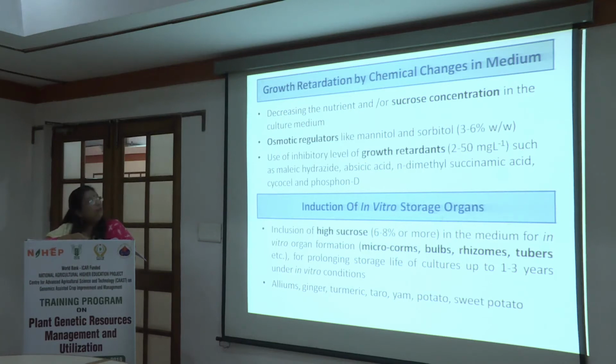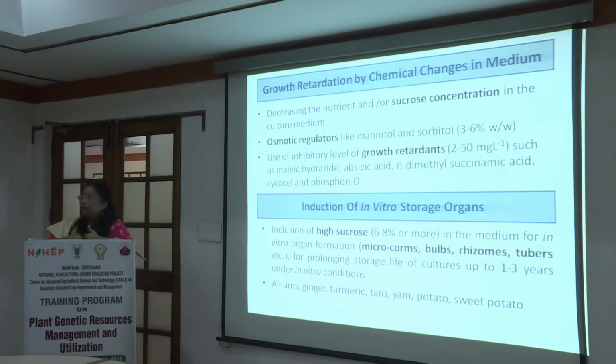Coming to the chemical means, decreasing the nutrient or sucrose concentration in the culture medium is one of the most typical methods of in vitro slow growth that are practiced in most laboratories. And one can work with osmotic regulators like mannitol or sorbitol. Some people have tested growth retardants like maleic hydrazide, abscisic acid, dimethyl succinic acid, etc.